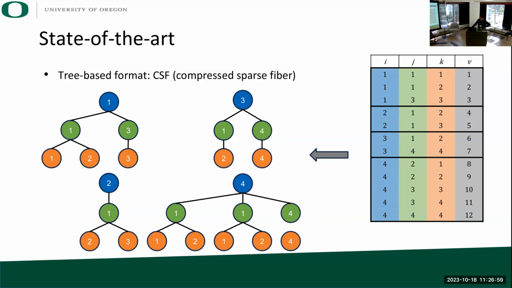The problem with this is that, of course, if you're targeting the different modes, say you're doing mode 2 MTTKRP, then you need to rearrange this subtree. So what happens is that more often than not, you have n copies of the tensor, where n is the number of dimensions of the tensor, so that you're optimizing for every mode, which can, of course, be very expensive.